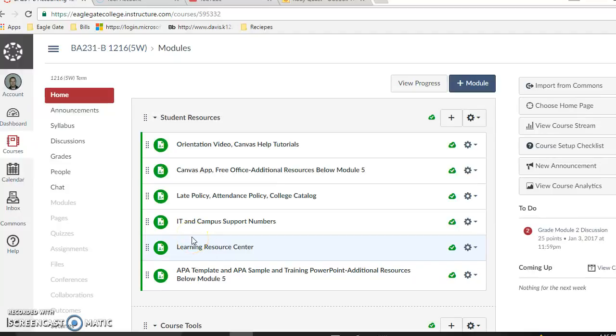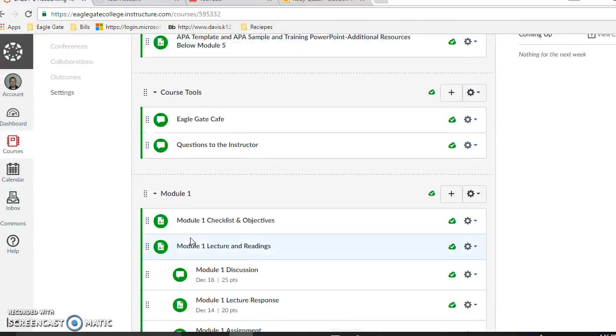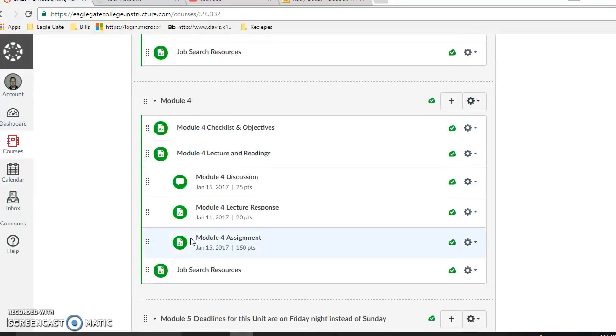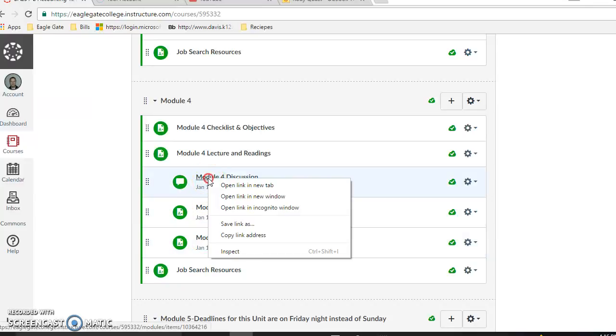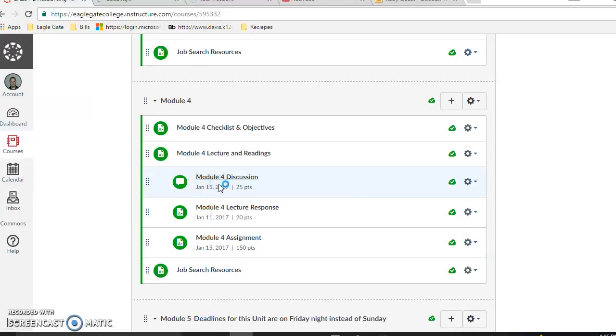This week will look a lot like the other weeks. We'll have a lecture, some homework, a discussion, some lecture, and a homework. So let's go through our module 4 and talk about what is due. You'll see your checklists and objectives, and then here is the discussion. Let's look at that and talk about that for just a second.